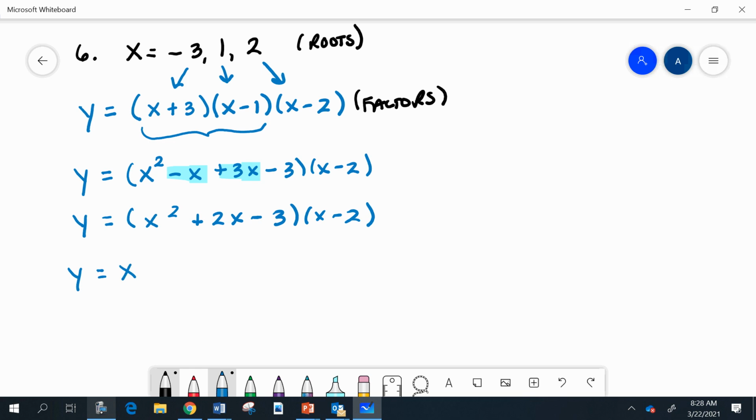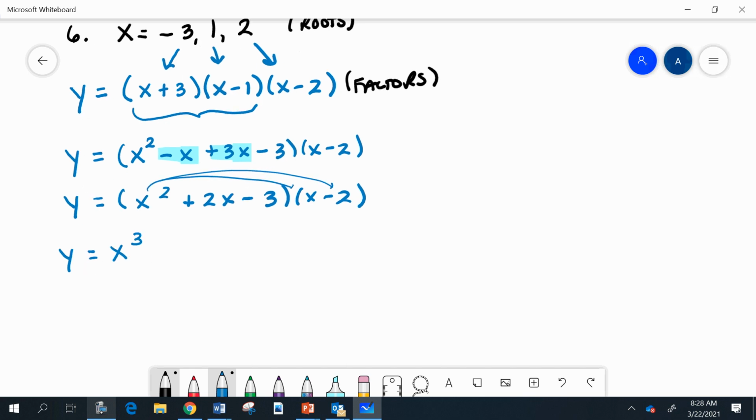And so I'm going to multiply x squared times both of these. We get x cubed minus 2x squared. And then we're going to take 2x times both these terms. We're going to get plus 2x squared minus 4x. And then we're going to distribute the -3 and get -3x plus 6.